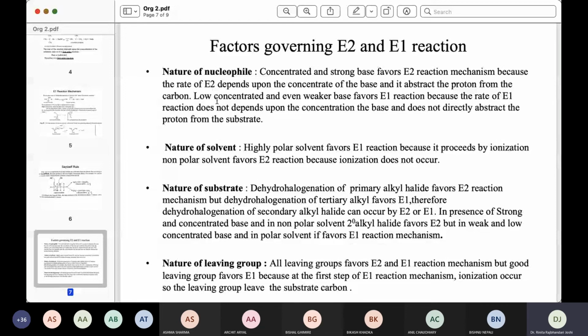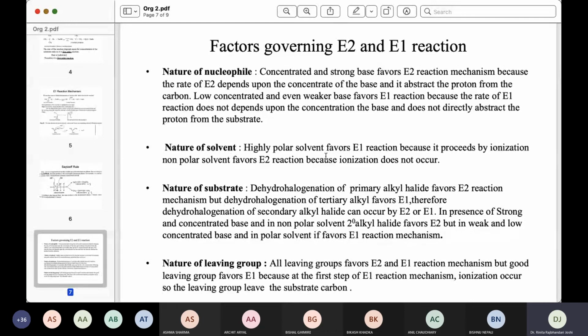तर even the low concentrated and even weaker base favors the E1 reaction because the rate of E1 reaction does not depend upon the concentration of the base and does not directly abstract the proton from the substrate. Likewise, यही यसै प्याटर्नले हामीले SN1 SN2 लाई पनि यसरी नै एक्सप्लेन गरेको थियो nature of the nucleophile. त्यसैले राम्रोसँग यदि मेकानिजम बुझेको छ भन्दाखेरि you can write this in your own words. Likewise, nature of the nucleophile.